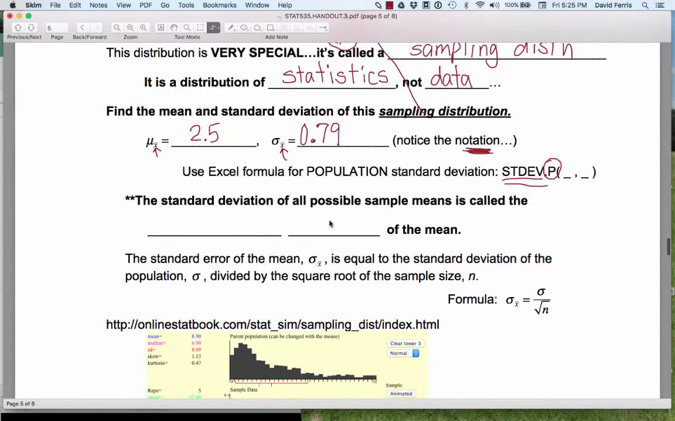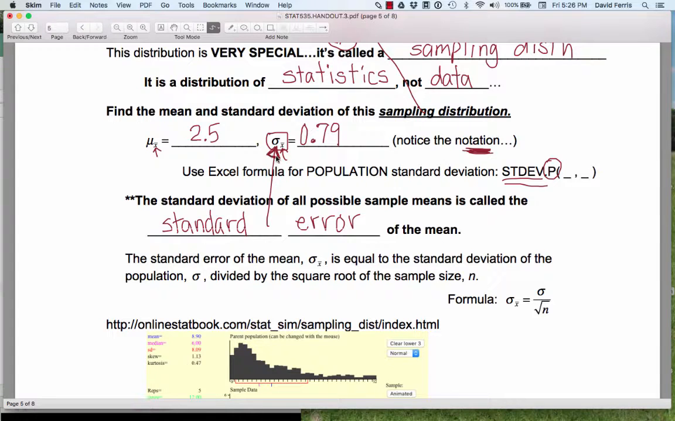Now, because we do have a different standard deviation, it's not just the standard deviation anymore, it's the standard deviation of a bunch of sample means. We need to call it something different so that we don't confuse it with, say, the standard deviation of the population. So many textbooks decide to call that the standard error of the mean. So we are now going to call this right here the standard error of the mean.